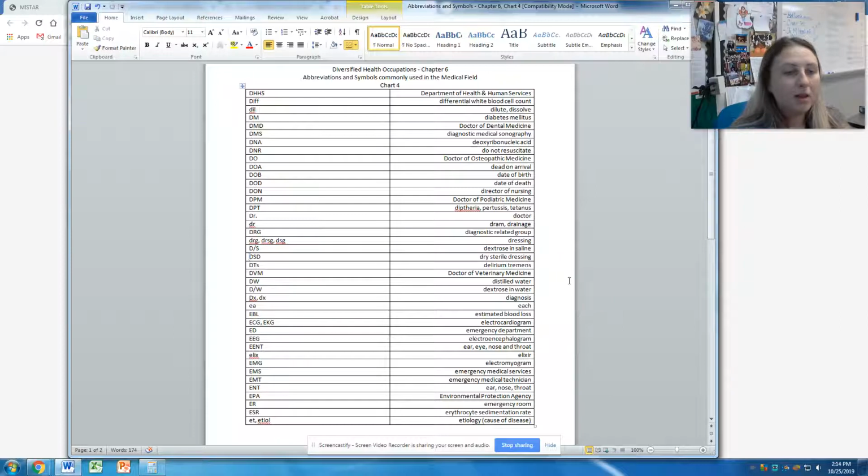Okay. Then we have DSD. This is a dry sterile dressing. We use this for traumas. We use this for burns, right? We need to cover the affected area with a dry sterile dressing. Okay, DSD.